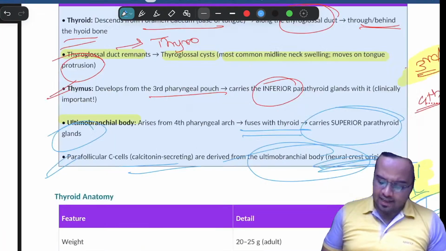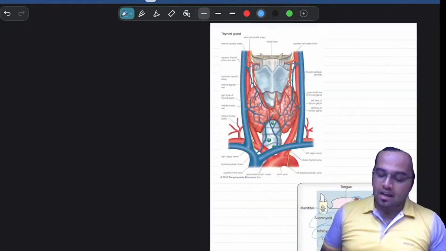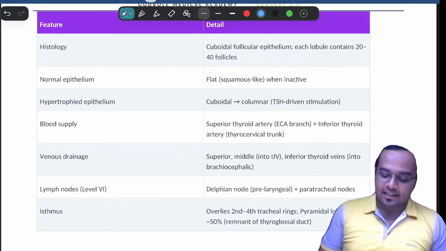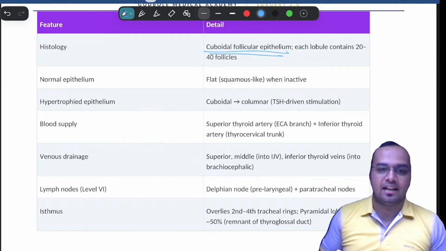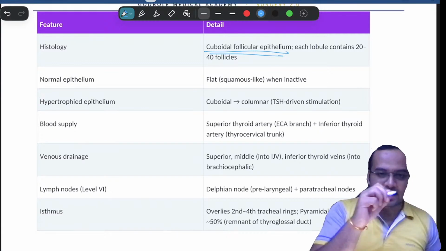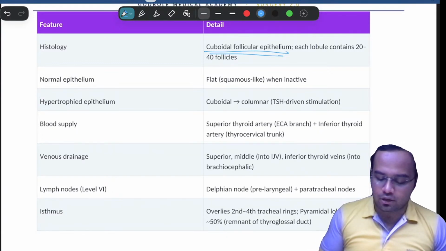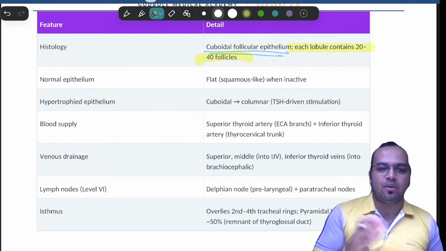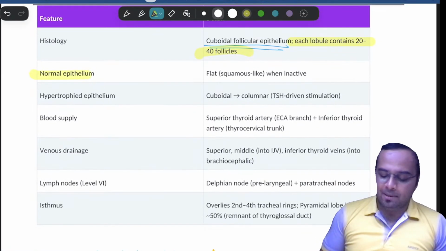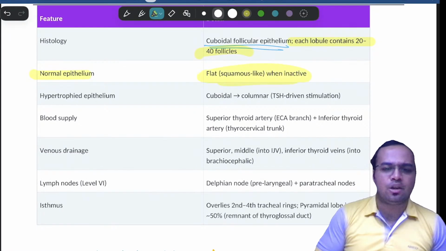So this gland is around 25 grams in adults. It has cuboidal follicular epithelium. Whenever the gland is in the secreting phase, it has follicles, and the follicles are lined by cuboidal follicular epithelium, and each lobe contains 20 to 40 follicles. So in one lobe there will be 20 to 40 follicles. Normal epithelium is squamous like, so it is a simple cuboidal epithelium.